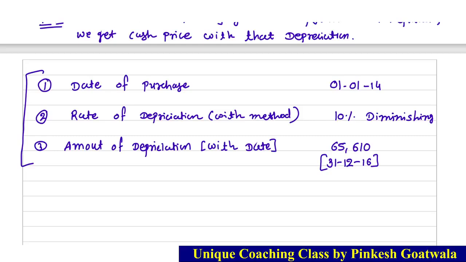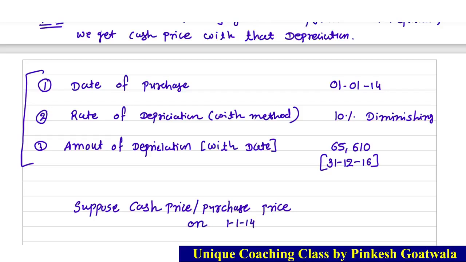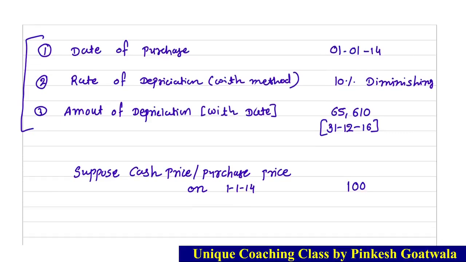Okay, fixed step. Suppose, okay, always આપણે શું કરીશું, suppose કરીશું. Suppose cash price or you can say that purchase price. Okay, purchase price અને cash price બંને એક જ હોય છે. Suppose cash price or purchase price 100. ઓન કઈ ડેટે પરચેસ કર્યું છે 1/1/14 માં પરચેસ કર્યું છે, એને આપણે 100 સપોઝ કરીશું. It is a fixed step. Okay, પરચેસ પ્રાઇસ કે કેશ પ્રાઇસ ને 100 સપોઝ કરી લો.